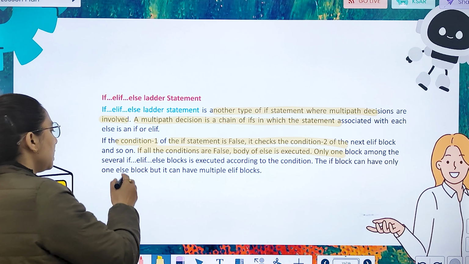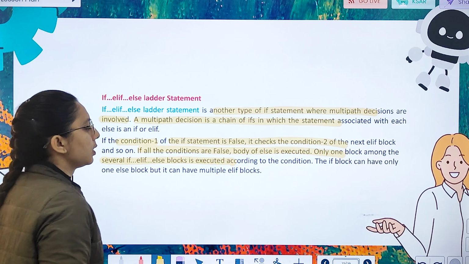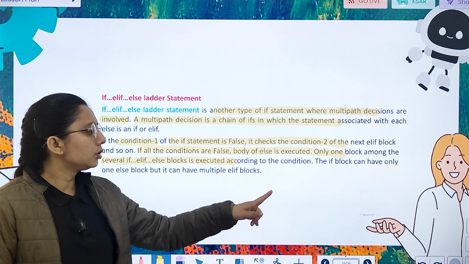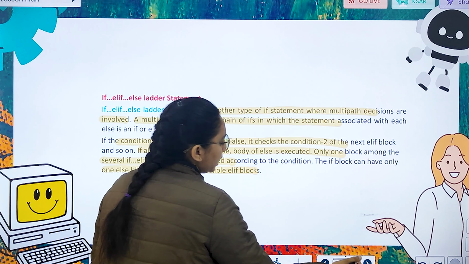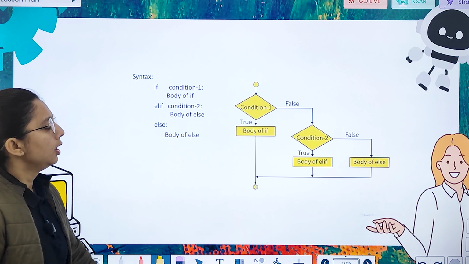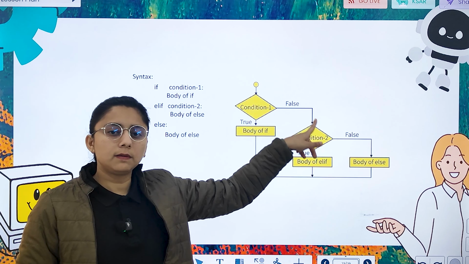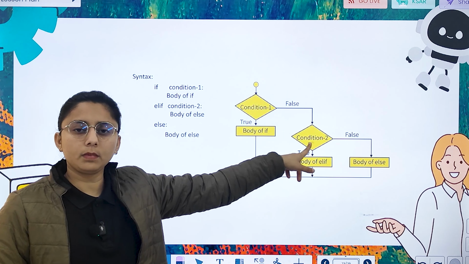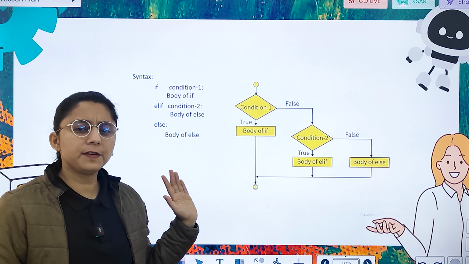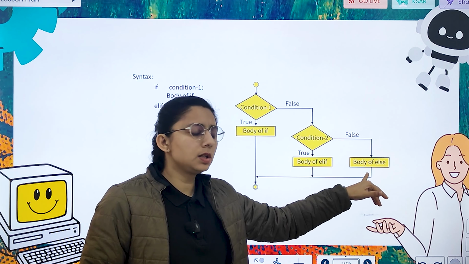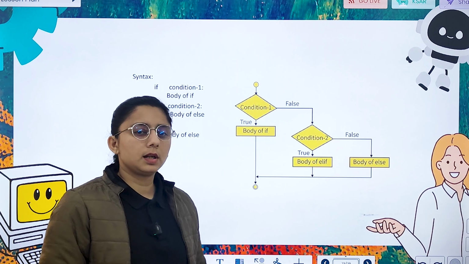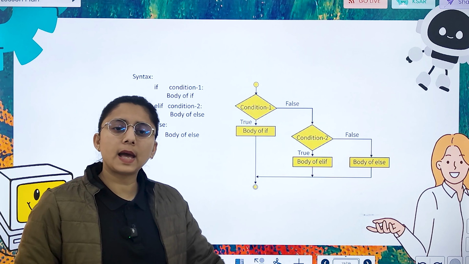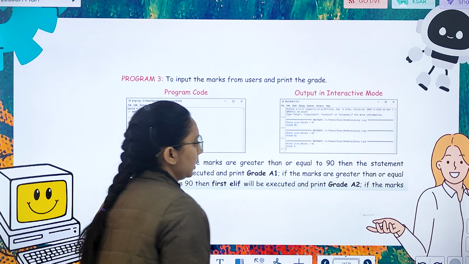Only one block among the several if-else blocks is executed. There can be only one if block and one else block, but it can have multiple elif blocks. So condition 1, if false, will go to condition 2. If condition 2 is false, it will go to the next condition. If it is true, the body of elif will be executed.